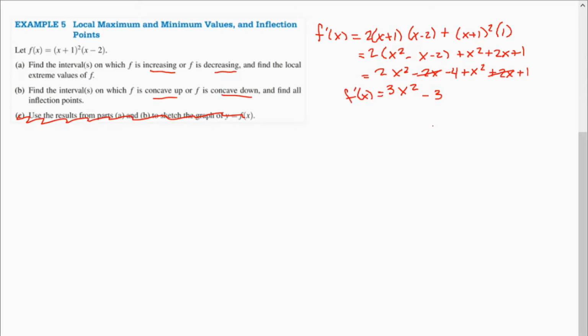Now that I have my derivative, I am going to locate my critical values.